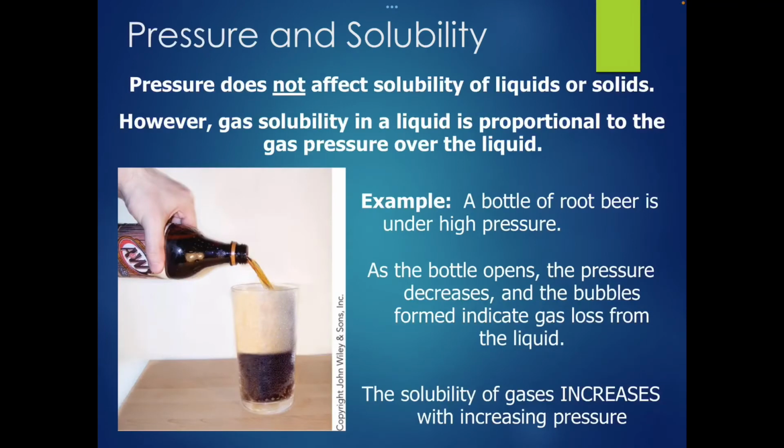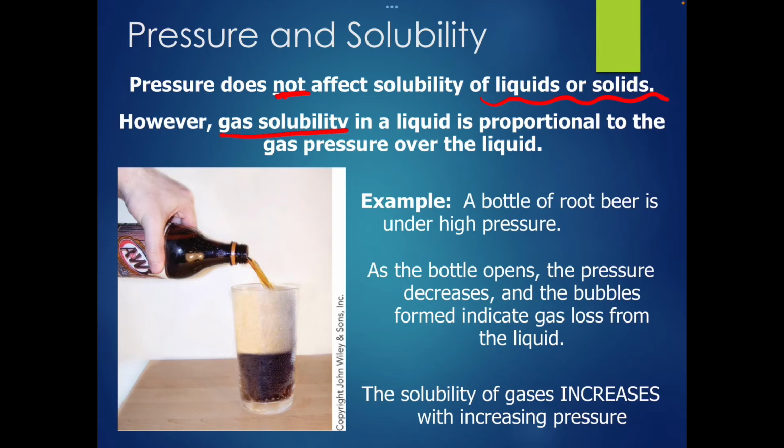So pressure also affects our solubility if we are talking about a gas. Pressure does not affect the solubility of liquids or solids. So if we were thinking about dissolving sodium chloride in water, the pressure does not affect it. But pressure does affect gas solubility, okay? And the gas solubility is proportional to the gas pressure over the liquid. What I mean by that is that the higher the pressure, the more dissolved gas you can have.